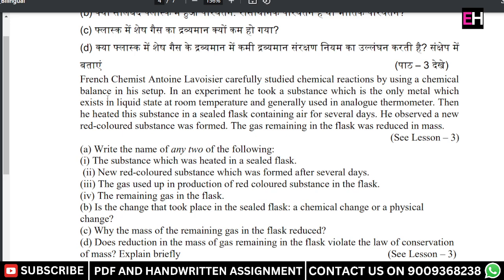A. Write the name of any two of the following: the substance which was heated in a sealed flask, the new red-colored substance which was formed after several days, the gas used up in the production of the red-colored substance in the flask, and the remaining gas in the flask. B. Is the change that took place in the sealed flask a chemical change or physical change? C. Why was the mass of the remaining gas in the flask reduced? D. Does the reduction in the mass of the gas remaining in the flask violate the law of conservation of mass? Explain briefly. So here is the question for B.